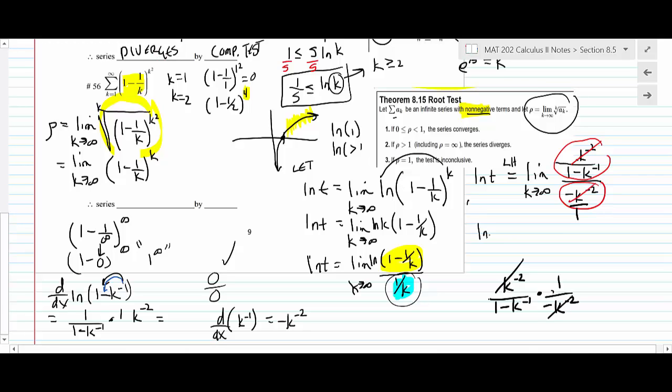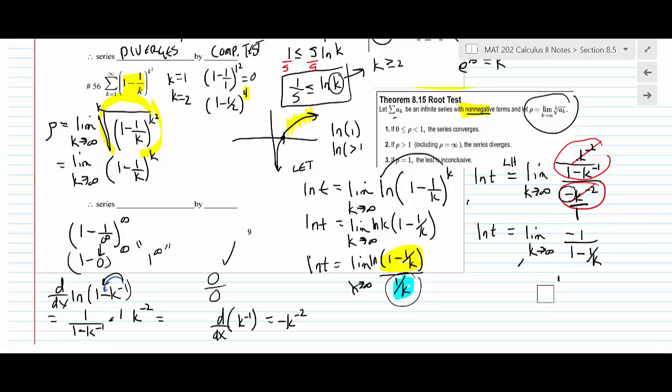So now what we're going to have is ln of t is equal to the limit as k goes to infinity of, and we're left with that negative, so I'm just going to put that in the numerator, and I've got 1 minus k to the negative 1, so I'm going to write that as 1 minus 1 over k, like that. That's what I should end up having right there. Are you okay with what I've done so far? This is kind of a L'Hopital's Rule review, and you have to be really careful about everything.